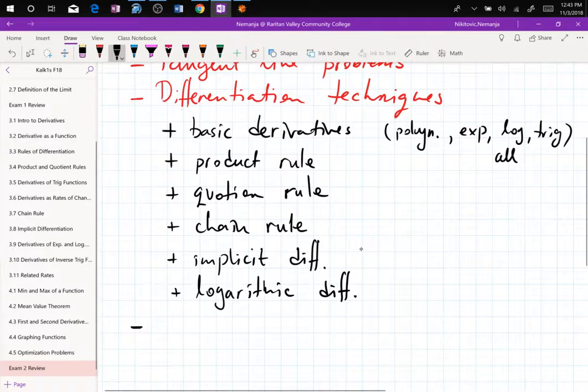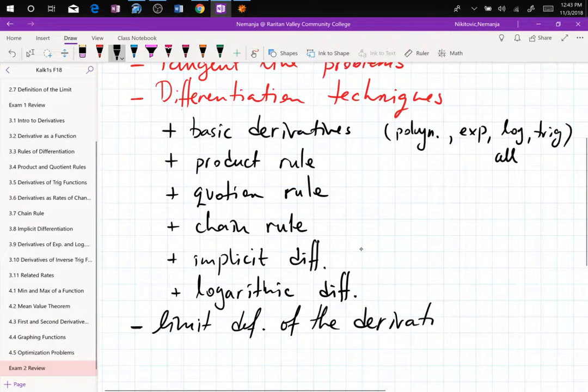something else was there. Oh, limit definition of the derivative. 3.1. Limit definition of the derivative. And that's your good old limit as h goes to 0 of f of x plus h minus f of x, divided by h. So that one is there.